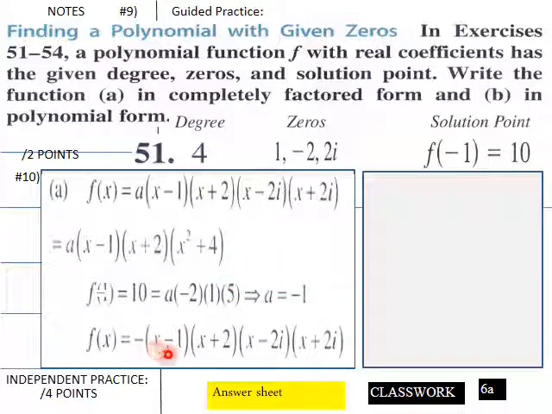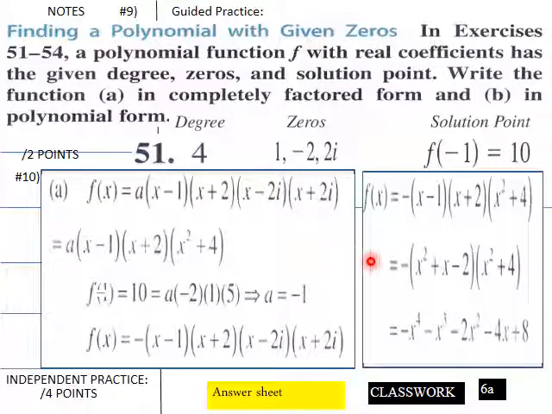So we stick this out in front, and then we multiply through now on our array that we think are zeros. What we get is a negative out in front of those other expressions, and when you multiply these together and multiply through, you come up with negative x to the fourth, negative x cubed, negative 2x squared, negative 4x plus 8. So that will be your polynomial with these conditions here.